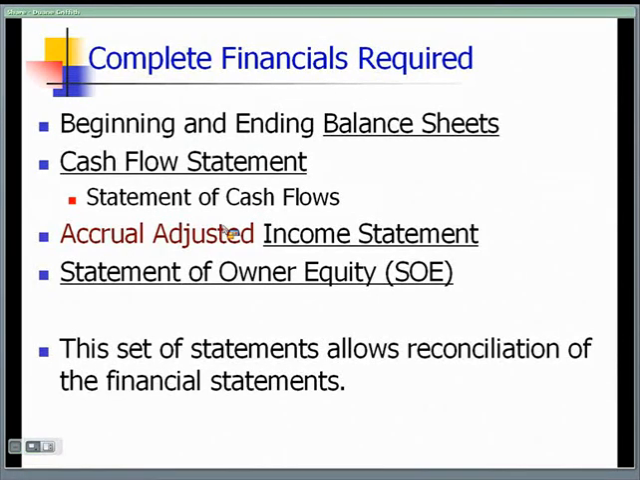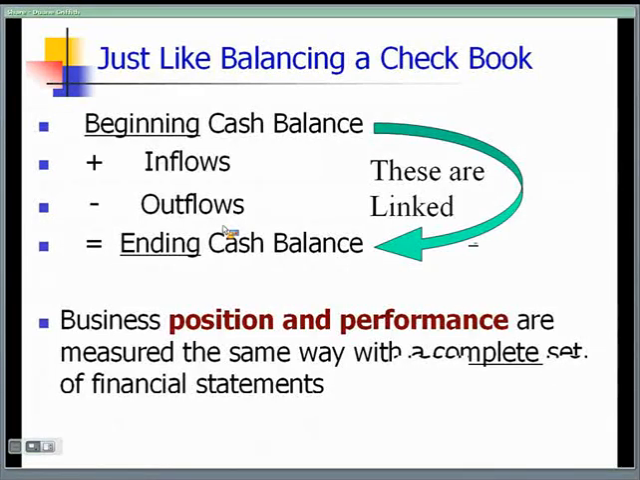Quite often those statements aren't all prepared. It's very common to have balance sheets and a cash flow or a Schedule F prepared for financial analysis. The income statement and the statement of owner equity are not prepared so much. But this complete set of statements allows reconciliation of the financial statements and helps keep us on track with the right kind of information. When we talk about reconciliation, well, what does that mean?